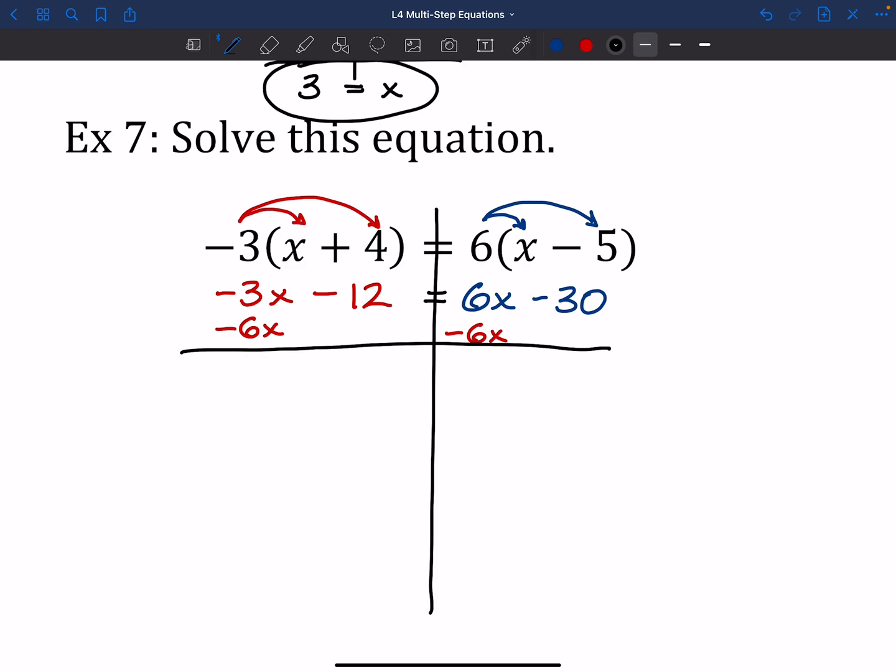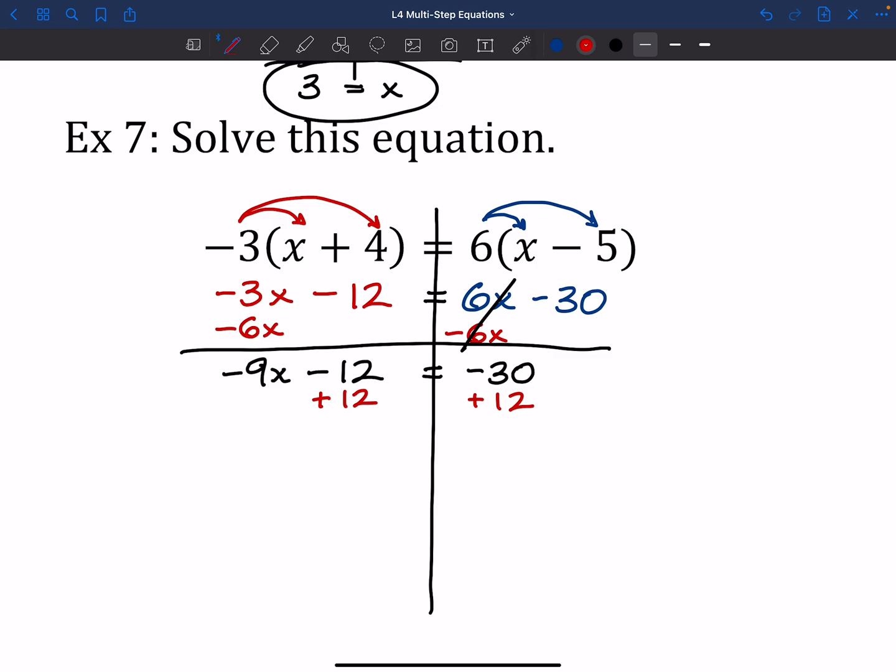When I do that, over on the left-hand side, we have negative 3x minus another 6x. It's going to bring me down to negative 9x. That minus 12 sticks around. Over on the right-hand side, those 6x's are gone, but we still have that minus 30 kicking around. After that, all my variables are on the left-hand side, which means that the negative 12 has got to go over to the right-hand side.